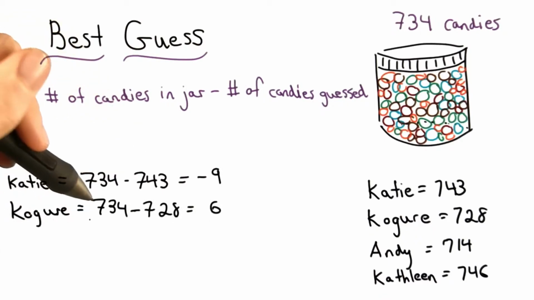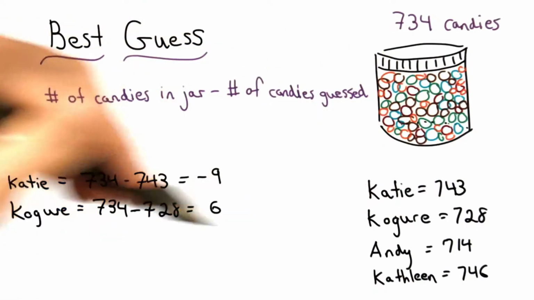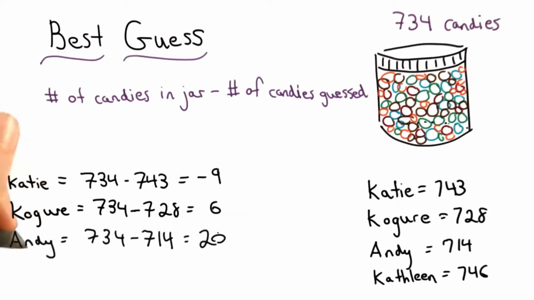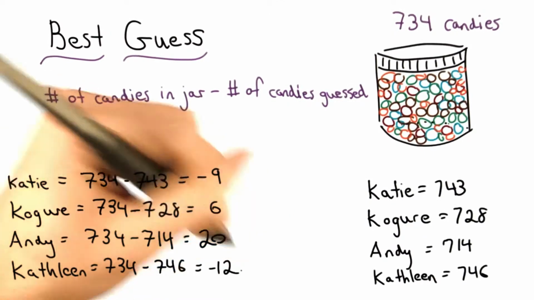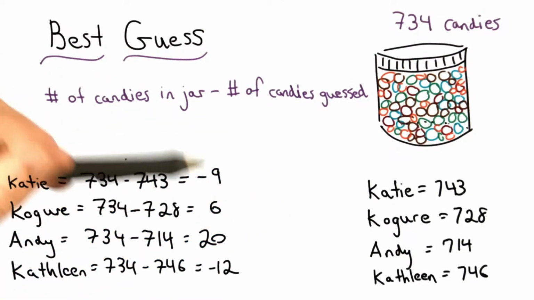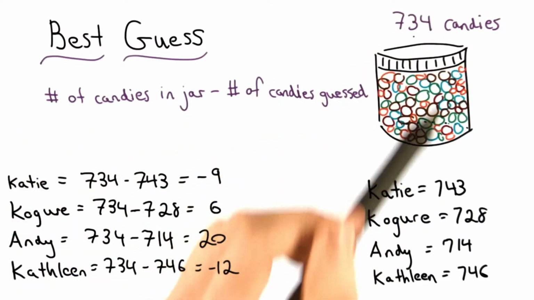For Kagore, I had 734 candies in the jar minus 728, her guess, and I got 6. For Andy, he was off by 20, and Kathleen, negative 12. There's one problem with these results. We want to know who was the closest to the number of candies in the jar.